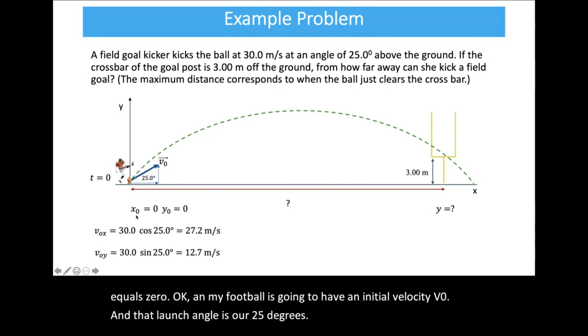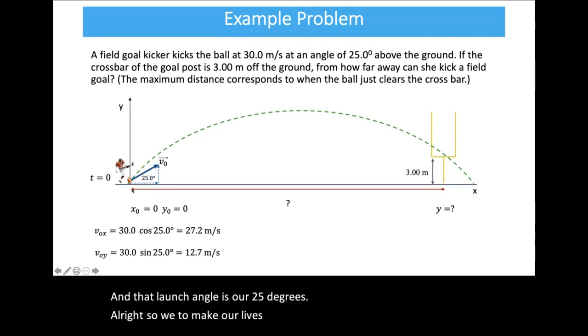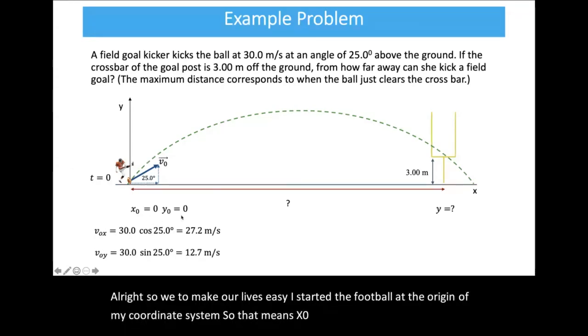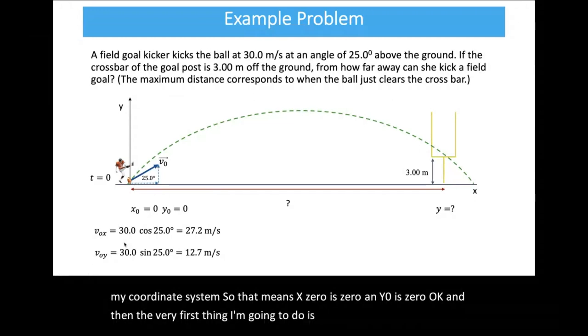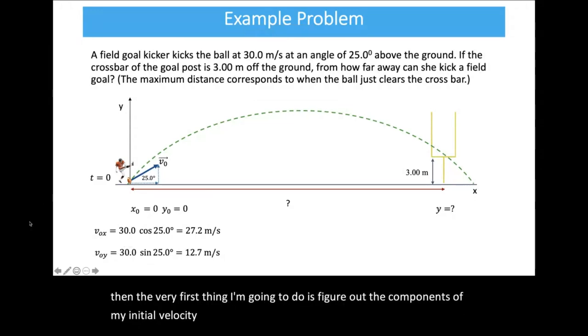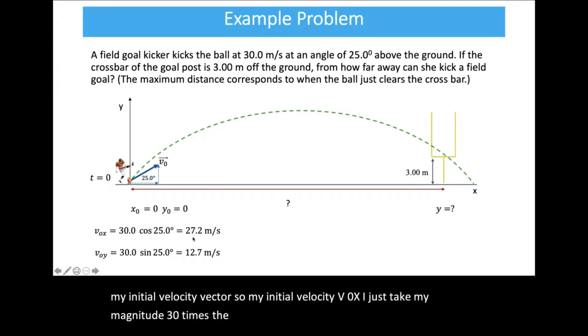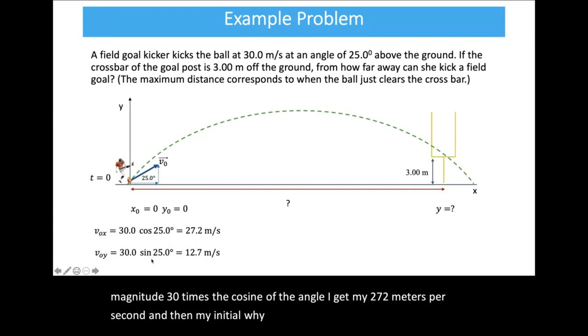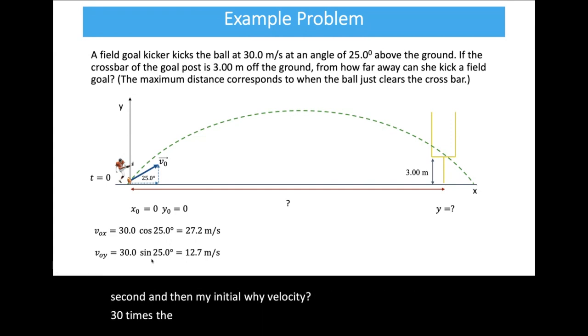All right. So to make our lives easy, I started the football at the origin of my coordinate system. That means x0 is 0 and y0 is 0. And then the very first thing I'm going to do is figure out the components of my initial velocity vector. So my initial velocity, v0x, I just take my magnitude, 30 times the cosine of the angle. I get 27.2 meters per second. And then my initial y velocity is 30 times the sine of the angle, because it's opposite, and you get 12.7 meters per second.